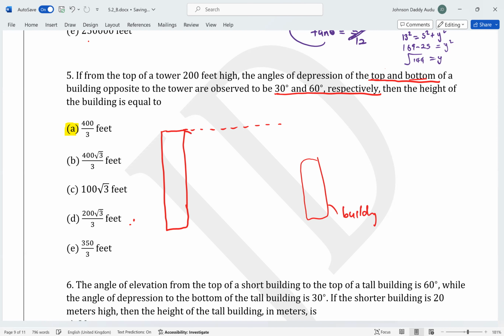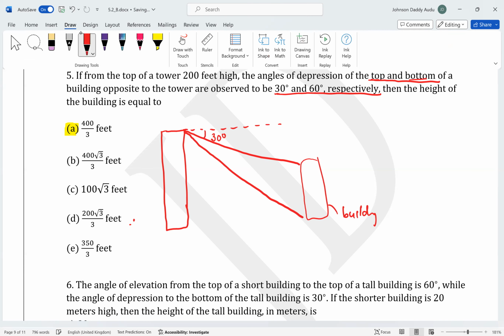So the angle of depression to the top, this is the top of the bottom. This angle is 30 degrees. Then now there is an angle of depression, still depression. So it means this one to the bottom. But now here we have to be careful.